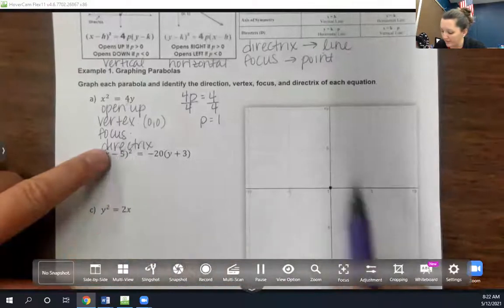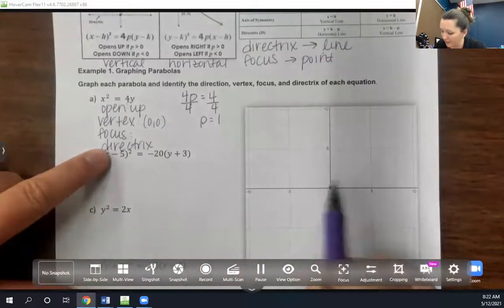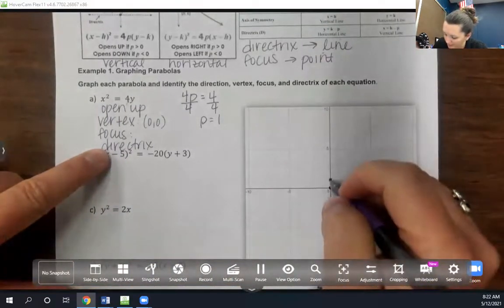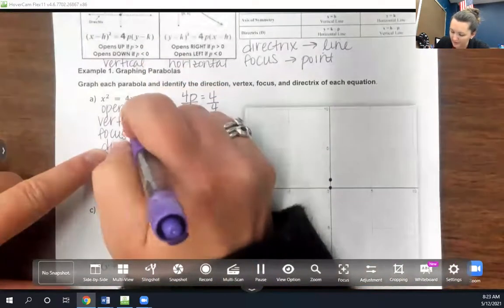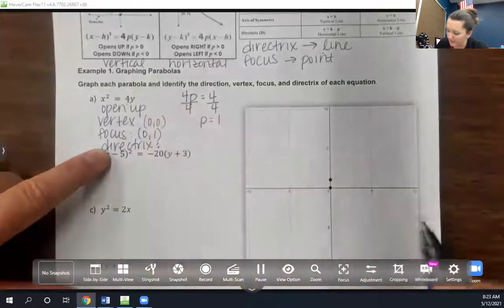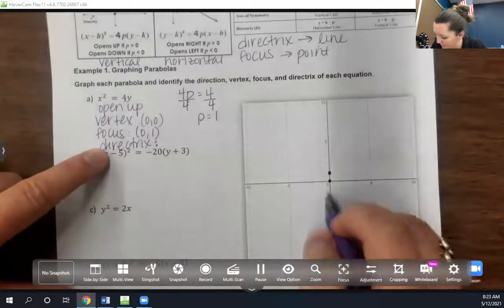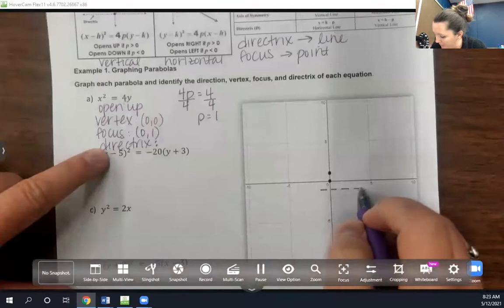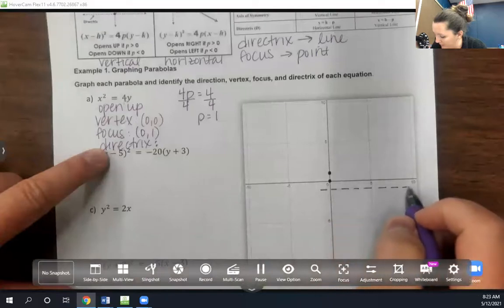So my focus here is going to be up. So it's going to be 1 space away from my vertex up. So it's going to be (0, 1). And then my directrix is going to be 1 space down, except it's a line, remember? So it's going to look like this, and it's dashed.